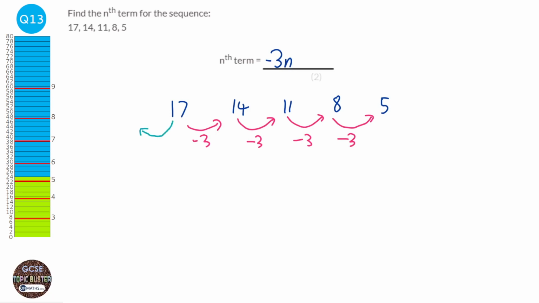So actually going backwards, we would add 3 and we would find it to be 20. So whatever our 0th term is, because 17 is our first term, is what we add to the minus 3n. So it's going to be add 20. So our answer is minus 3n plus 20.